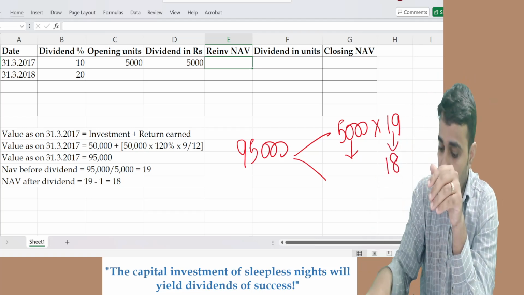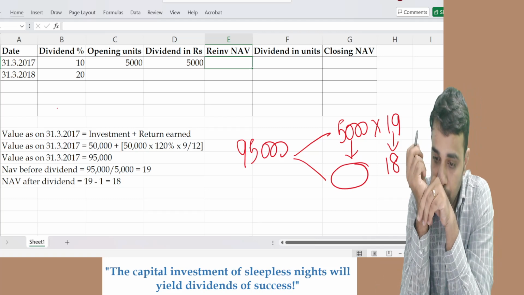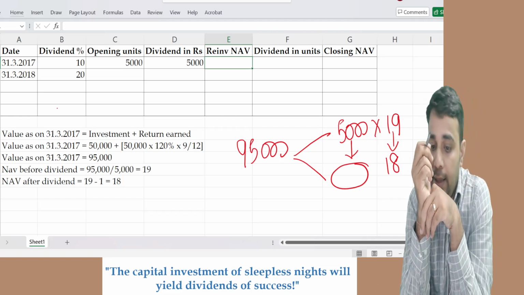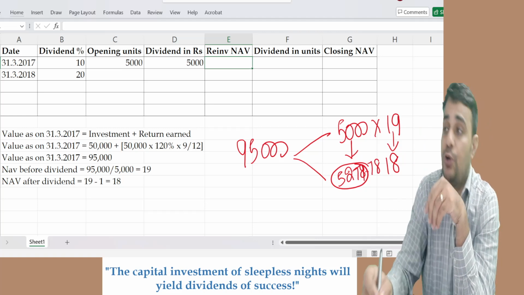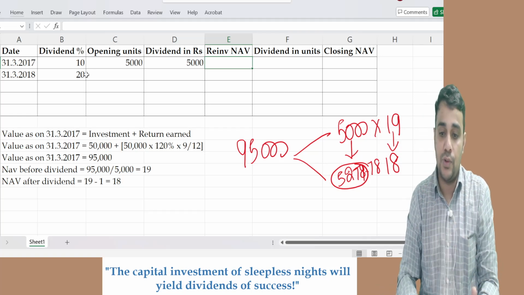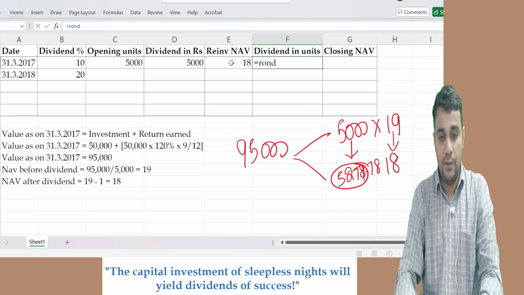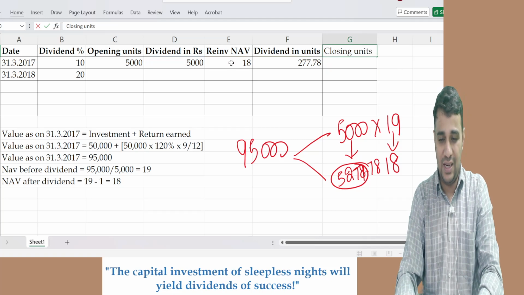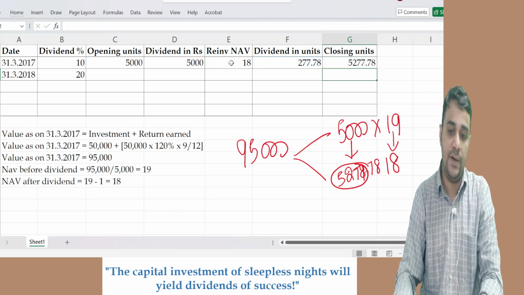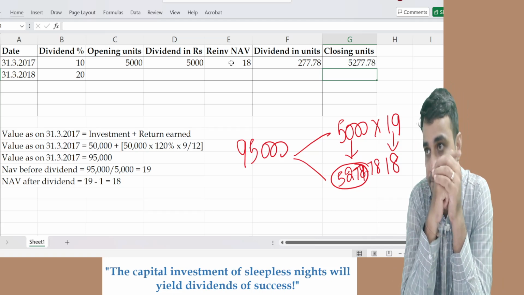Or to put it simply, what into 18 will become 95,000? 5,000 into 19 is 95,000. What into 18 will become 95,000? 5,000 point something. This should be my closing units. So reinvestment NAV 18, dividend in units 5,000 by 18. Sorry, closing units, not closing NAV. Closing units 5,000 plus 277, 5277.